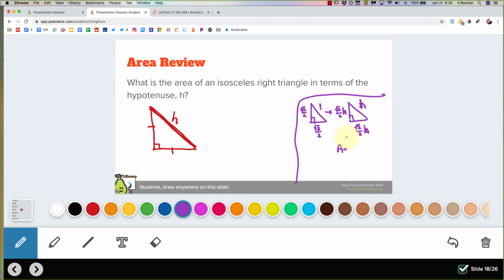The area of this guy is going to be 1/2 base root 2 over 2 h times height, which is also root 2 over 2 h, which is 1/2 root 2 over 2 times root 2 over 2 is 2. 2 times 2 is 4. H times h is h squared. That's 1/4 h squared, okay? So the area is 1/4 h squared of an isosceles right triangle in terms of the hypotenuse h.